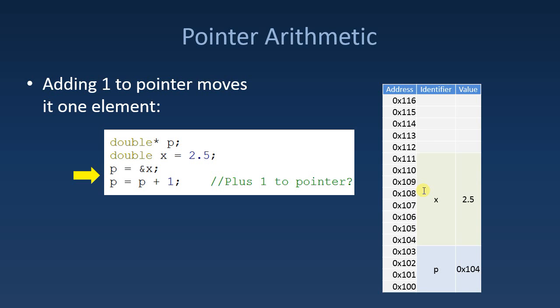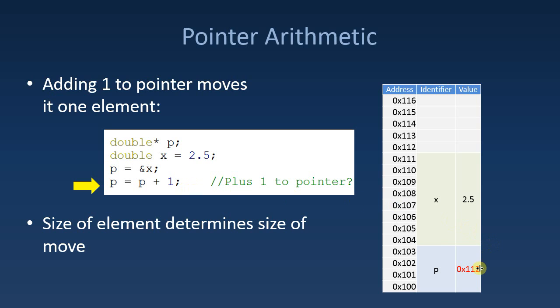If we do the same thing with a double, a double takes up 8 bytes. So if I start with address 104, we'll just assume that this is the address where x starts, and I add 1 to my pointer again. Now the pointer would change to 112. We start at 104, 8 bytes are taken up by this double, so the next logical double would start right here and take up the next 8 bytes.